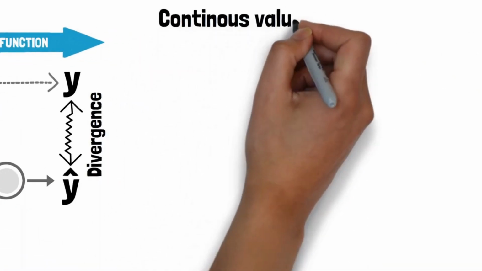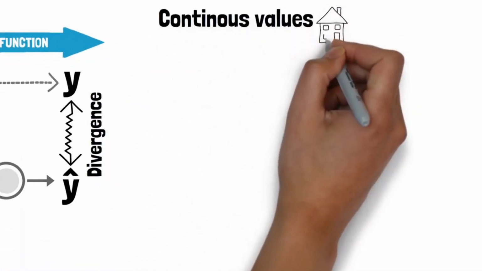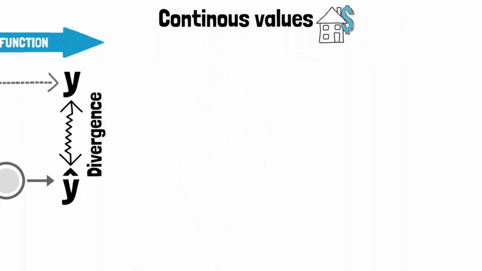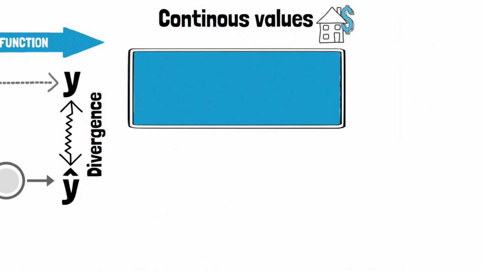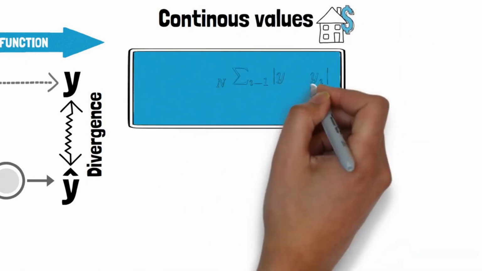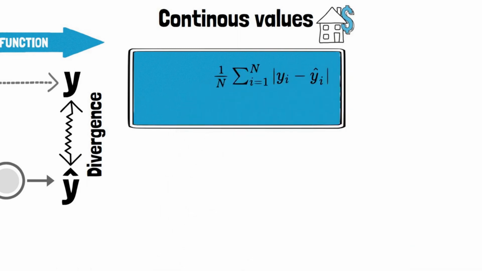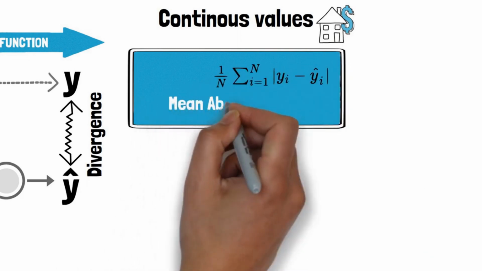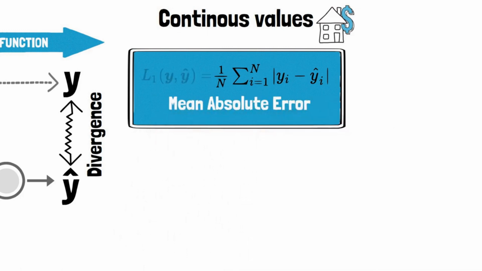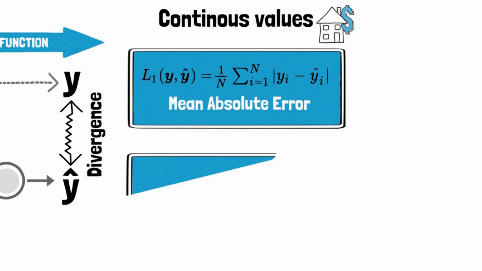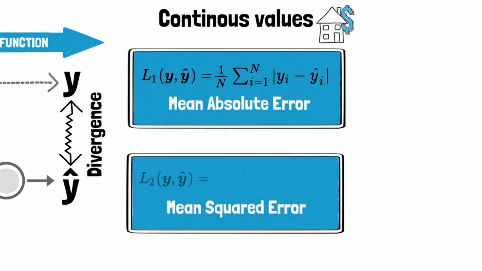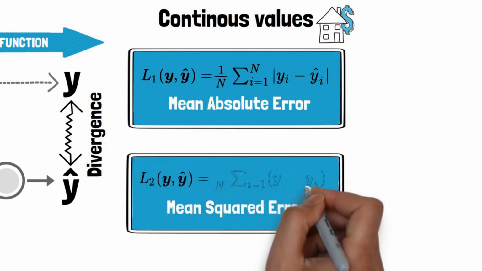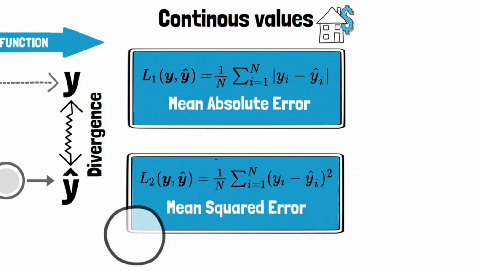When we are predicting continuous values, such as the price of a house, this is simple. We can actually calculate the error as the mean difference between the predicted value and the true values. This is called mean absolute error, or L1. We could also use the mean squared error, or L2, which simply squares these differences, which tends to amplify large errors and is more sensitive to outliers.